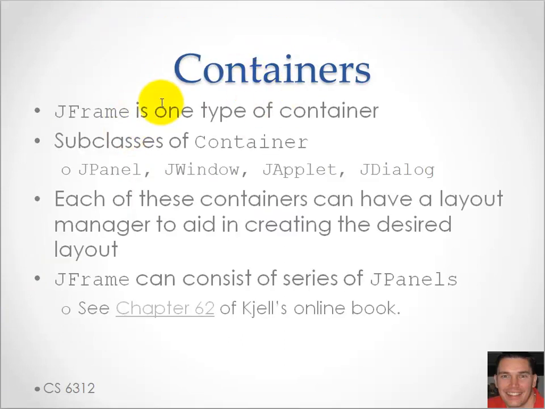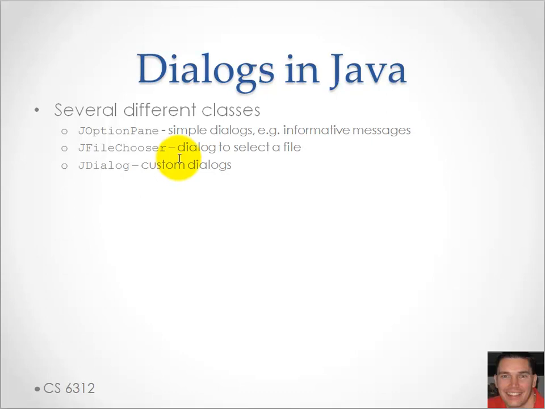Now with these containers, there are several different types of container classes. For example, the JFrame is one type, but there are JPanels, JWindows, JDialogs. Each one of these types of containers can have a layout manager associated with it. And then you can actually have panels, and each one of those panels can have its own layout. So I can make a JFrame that has a series of JPanels, and then each one of those panels can have its own type of layout manager. And so that will help you in achieving a particular look and feel for your application. When we talk about dialogs in Java, there are several different classes that are available for you to use.